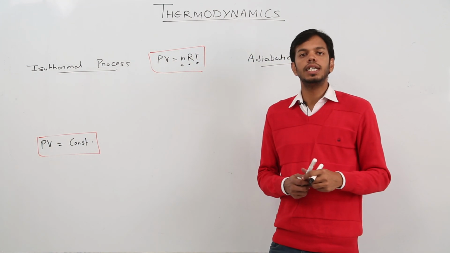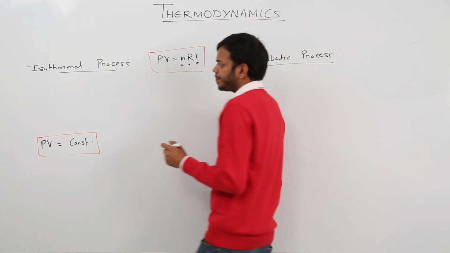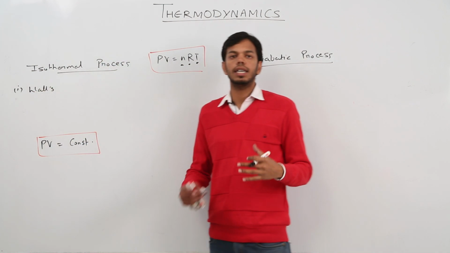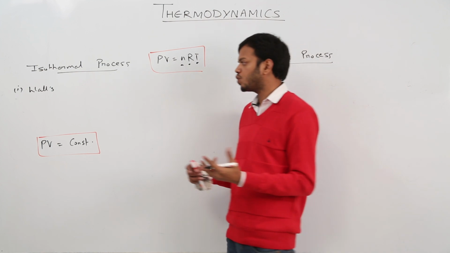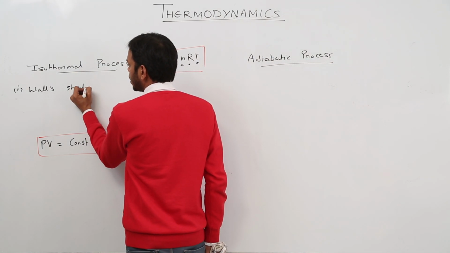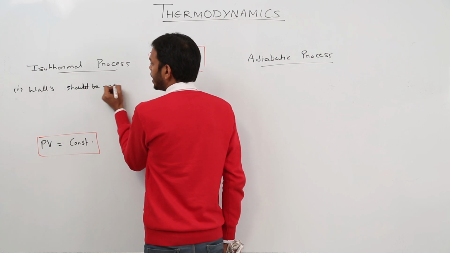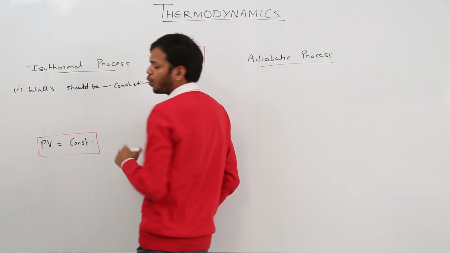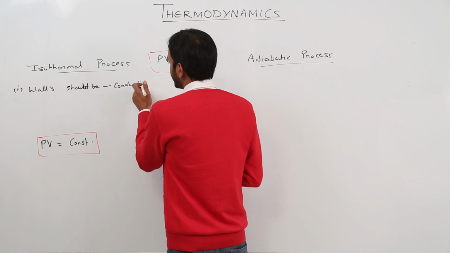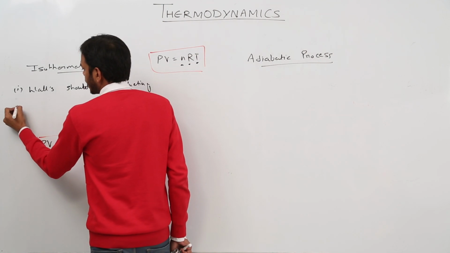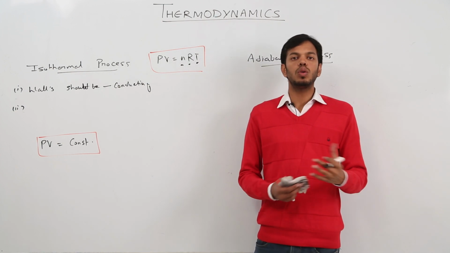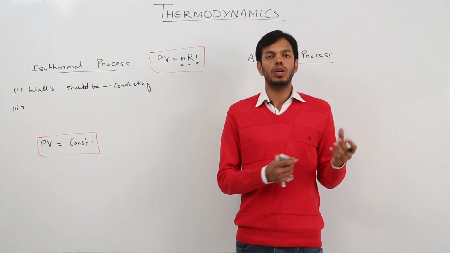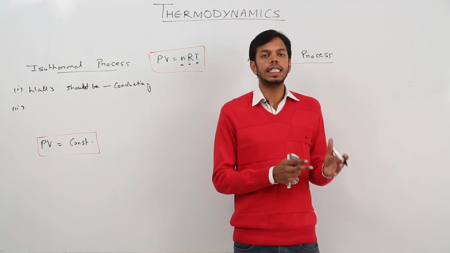Now there are two essential conditions for an isothermal process to take place. Number one is that the walls of the system should be perfectly conducting so that the transfer of heat from system to surrounding can take place very easily. Conducting walls are known as diathermal walls. Secondly, the process should take place at a very slow pace so that the time taken to compress or expand the gas does not affect the change in temperature of the gas.